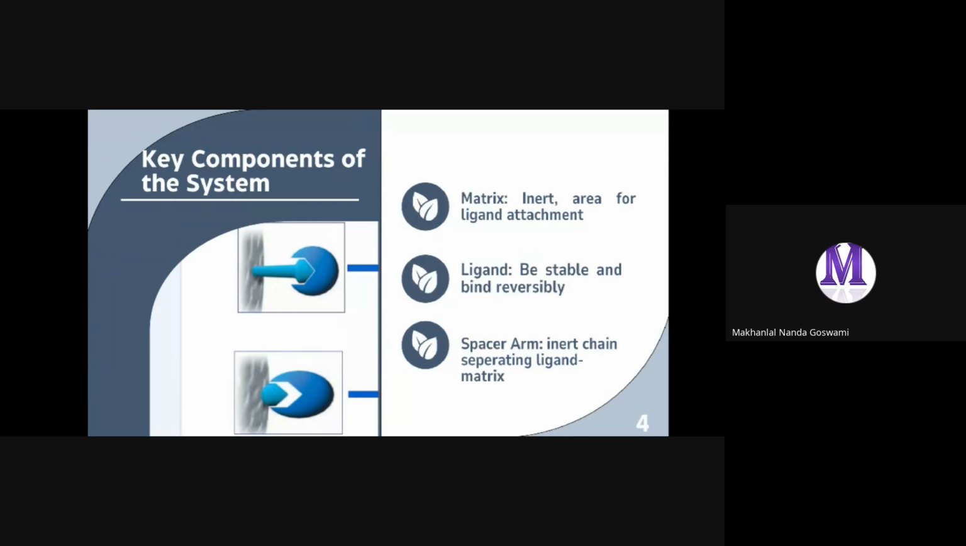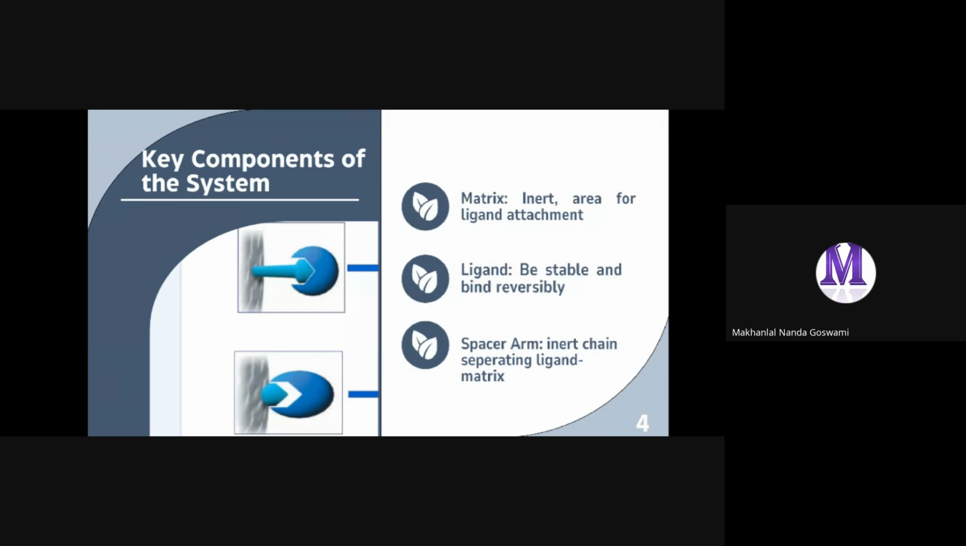So now we have the key components of the system. First of all, there is the matrix. The matrix is a chemically and physically inert support that couples a ligand. It should have a relatively large surface area for better ligand attachment. It must be insoluble in solvents and buffers used in the purification process. For example, the matrix can be agarose, cellulose, or polyacrylamide, etc.